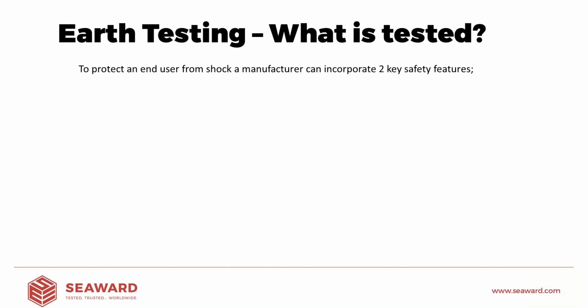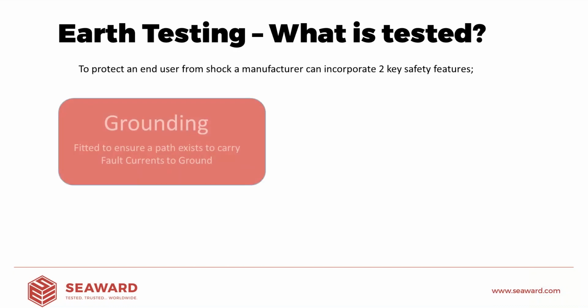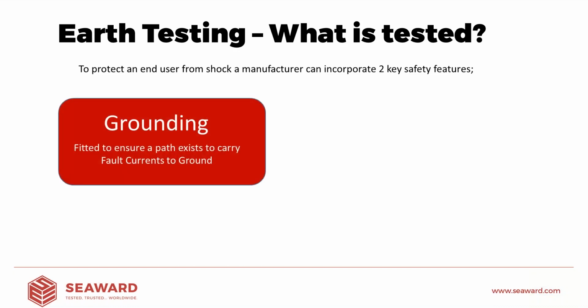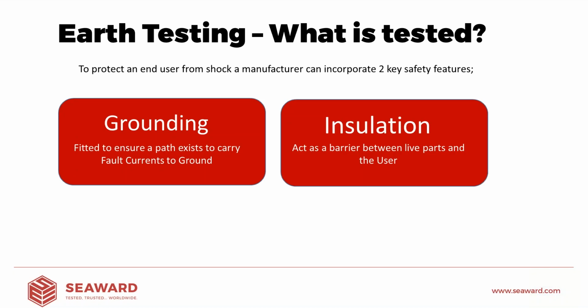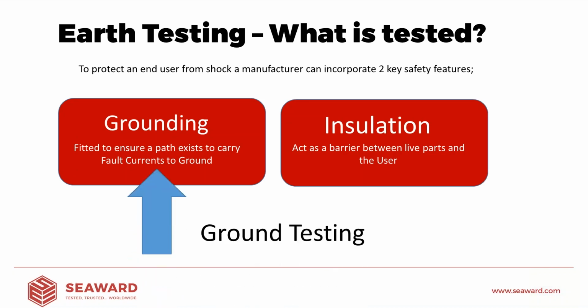So we've already spoken about this, but to protect an end user from shock, a manufacturer can really incorporate 2 key safety features. The first one being grounding or earthing, fitted to ensure that a path exists to carry fault currents to ground, or insulation that acts as a barrier between live parts and the user. And as you can imagine, ground testing or earth testing is all about proving that ground path. That's what we're trying to prove at this point.